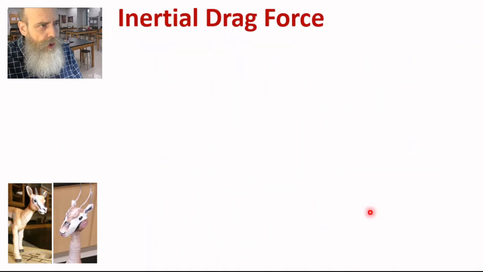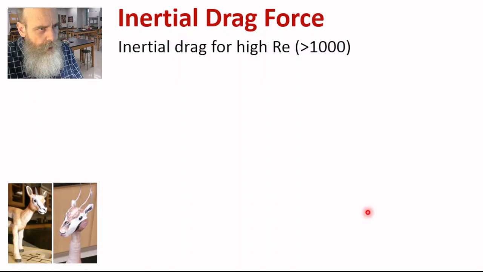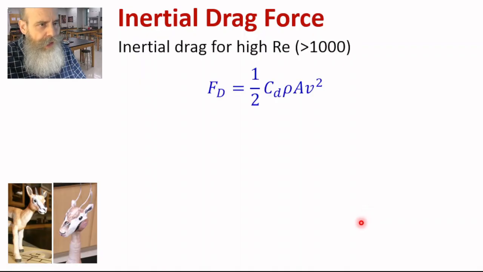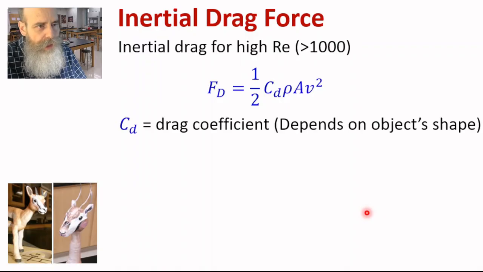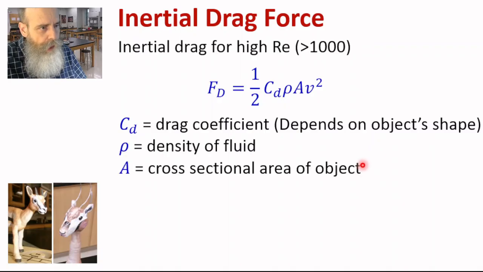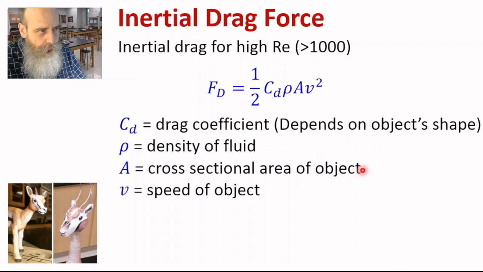Let's look at the inertial drag force. We have inertial drag for high Reynolds numbers, greater than 1,000. We can write it like this. Fd equals 1/2 CD rho AV squared, where CD is a drag coefficient, and it depends on the object's shape. Rho is the density of the fluid, A is the cross-sectional area of the object, and V is the speed of the object. Note that the inertial drag force is proportional to the square of the speed.